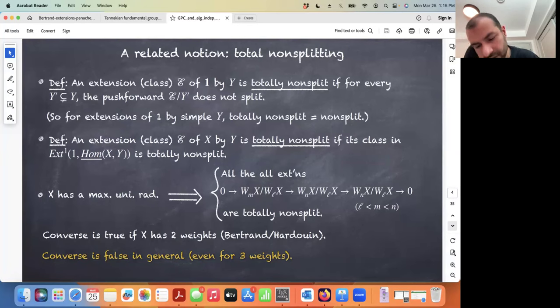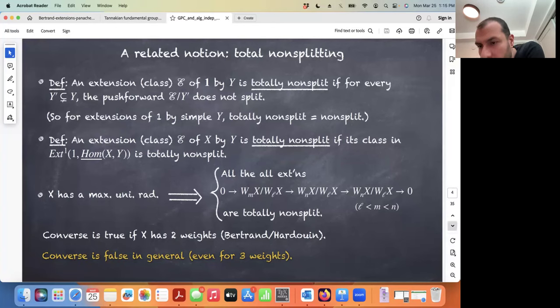So another way to think about it is that to say that your extension is totally non-split, when you have it as an extension of one by something, is to say that the extension doesn't come from any proper sub-object of Y. So there's no proper sub-object of Y such that your extension is the push forward by the inclusion map from that sub-object. I see. Okay. Thank you. So you don't get it from any proper sub-object. That's the way to think about it.